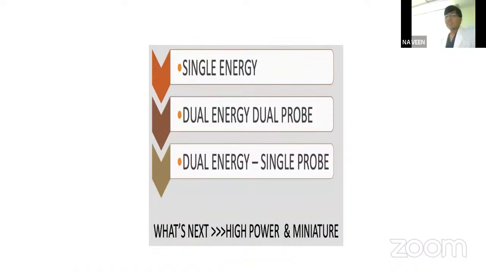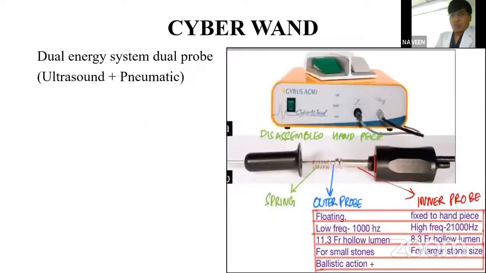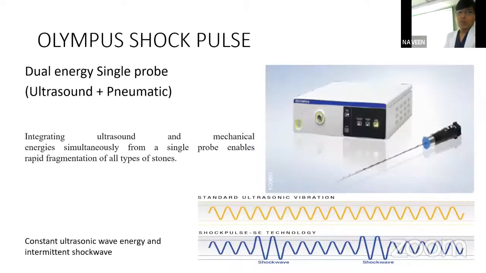So from what we need in our setup, we need high power with a miniature probe. Instead of a single energy source, we need a dual energy source and high power. So now come to the Cyberwand. The Cyberwand system is a dual energy system. It uses both ultrasound and pneumatic. The Olympus shockwave pulse is a dual energy system with a single probe, and because of the single probe, it is easy to use.